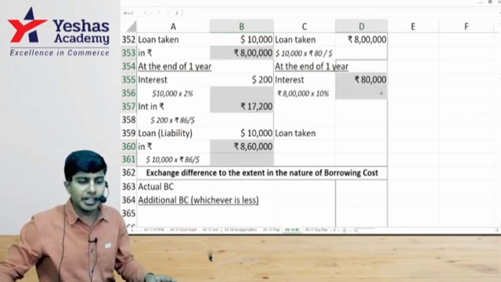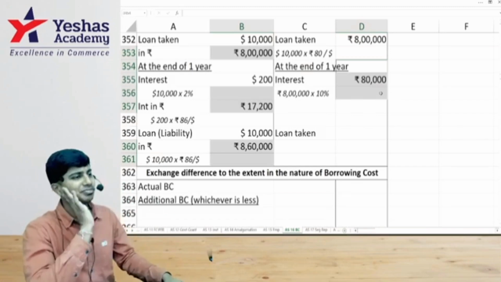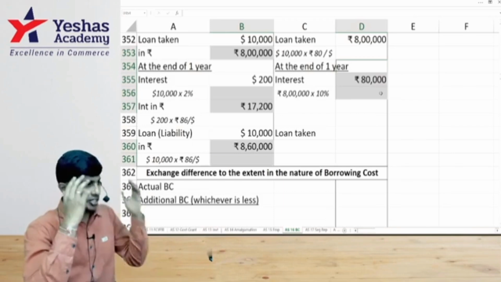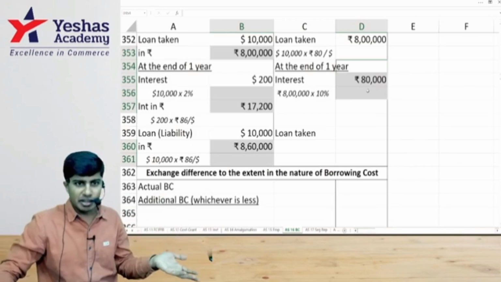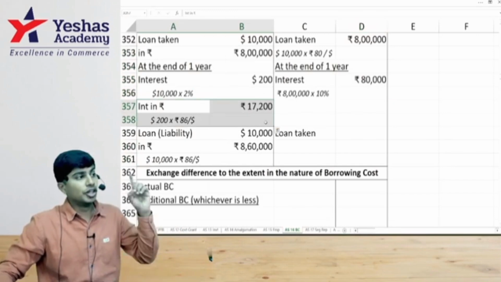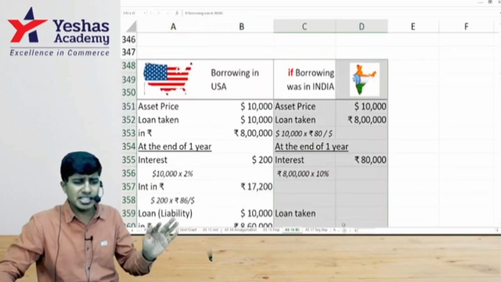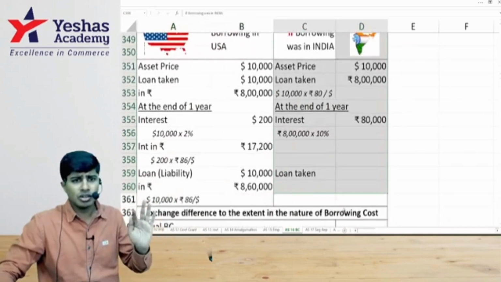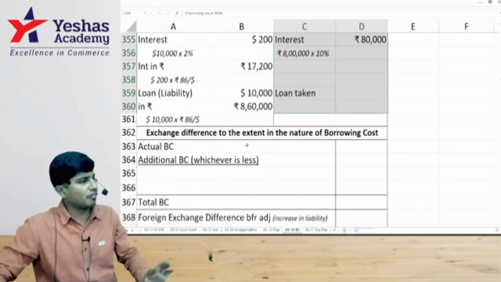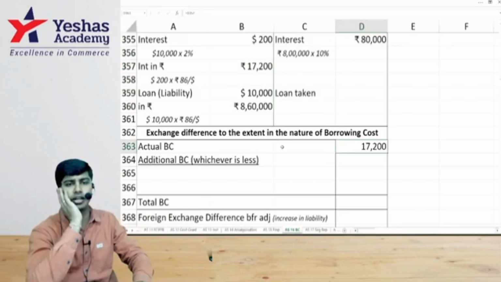If you would have taken the loan in India, interest would have been 80,000. So your actual plus additional borrowing cost is 77,200. This is common sense. If not, you can write it and compute any day. What is your actual borrowing cost? 17,200. Why? Did you take the loan in India or USA? USA. This India scenario is only an if scenario, an imaginary scenario, not the true scenario. Actually, we've taken the loan in USA, so my actual borrowing cost is $200, which is 17,200 rupees.